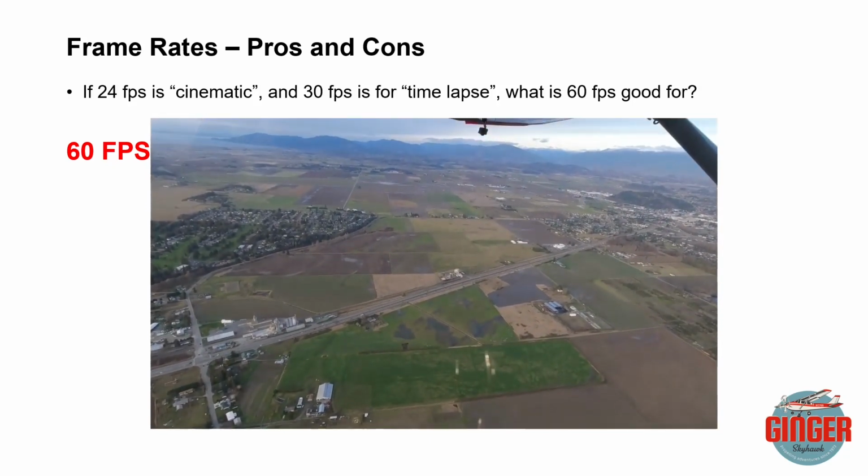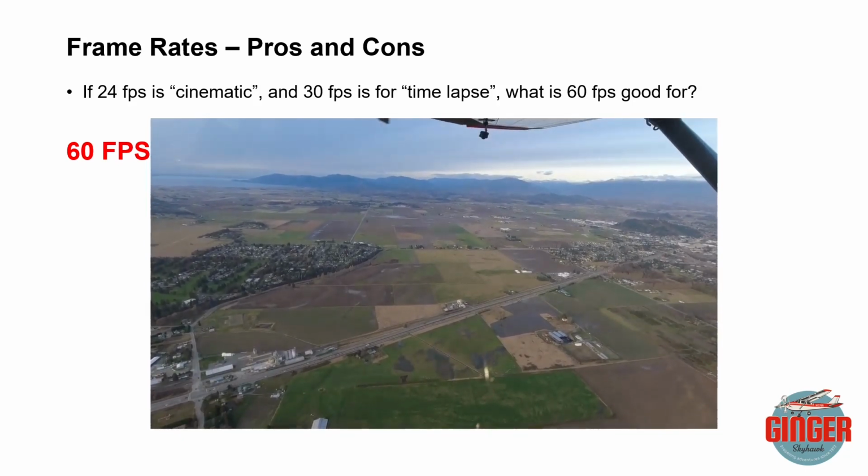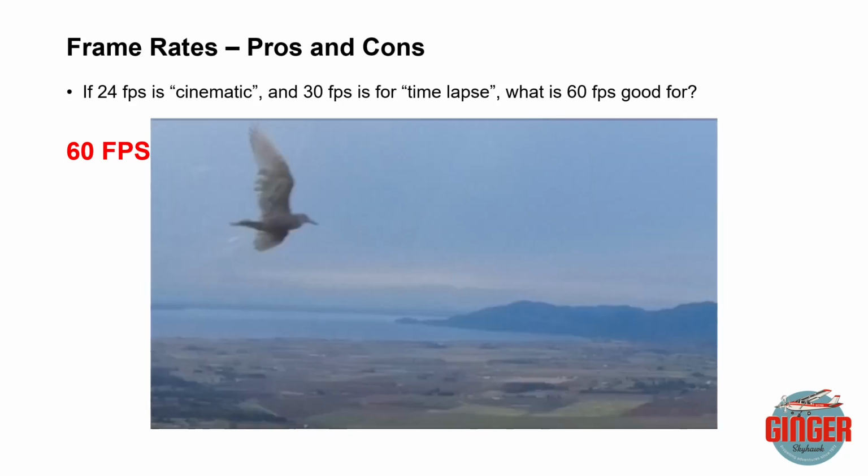So the ability to slow the video down and actually capture an image with 60 frames per second, it's actually pretty amazing. So am I going to fly with 60 frames per second all the time now? Absolutely not. I'm going to fly with 30. And I also don't want to see birds that close ever again.